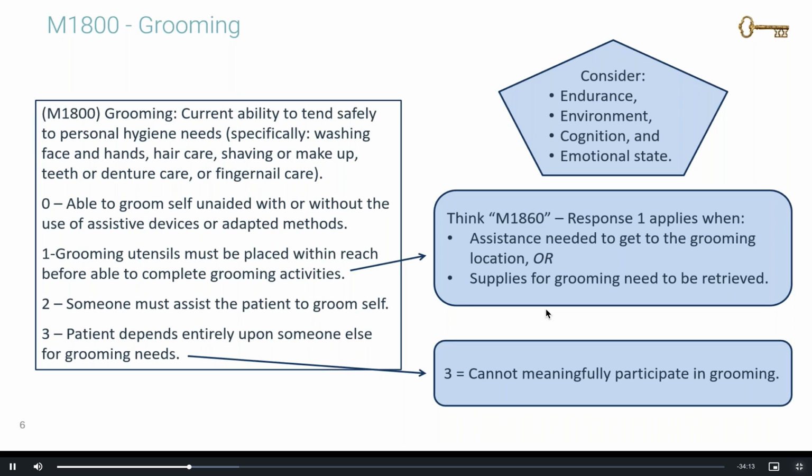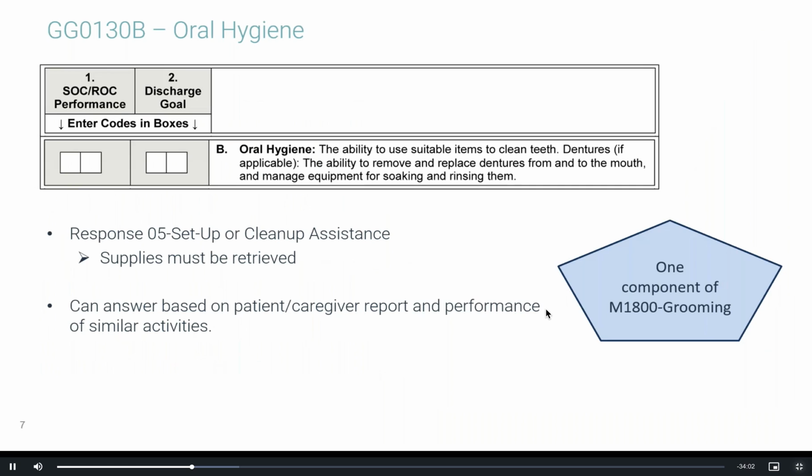So response 1 is saying they just need help getting to where they need to be, where response 2 is saying, no, they actually need help with the tasks of grooming. So that's where we have that little delineation.